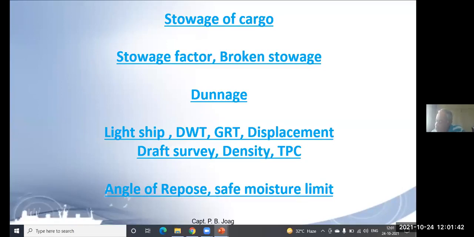Now the next topic is lesson number 8, cargo carriage and stowage. Cargo carriage and stowage is the name of the lesson, where we are going to study stowage factor, broken stowage, light ship, deadweight, GRT, displacement, draft surveys, density, TPC, angle of repose, and safe moisture limit. Of course, both angle of repose and safe moisture limit are not given in your study material.